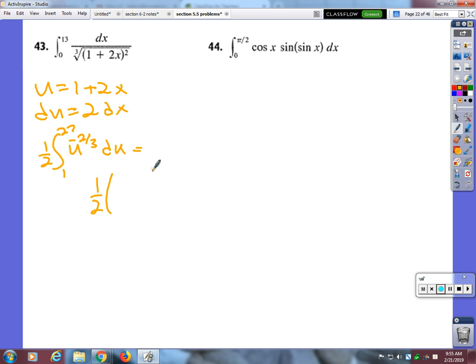Okay, so, Maddie, the antiderivative of this is you add 1 to the exponent, you get 1/3, right? So it would be over 1/3, which is the same as times 3.